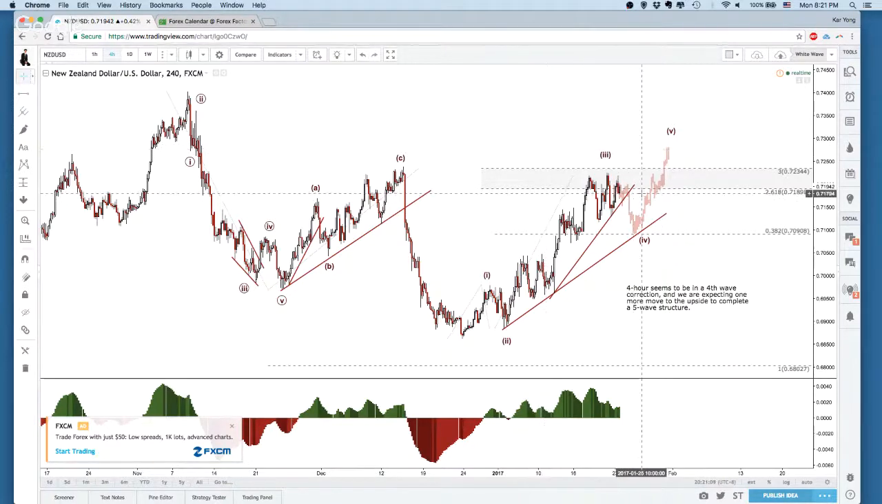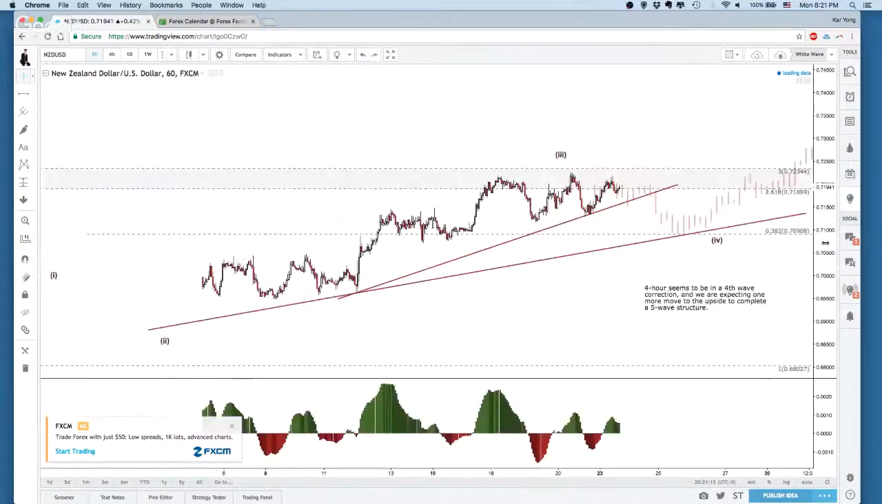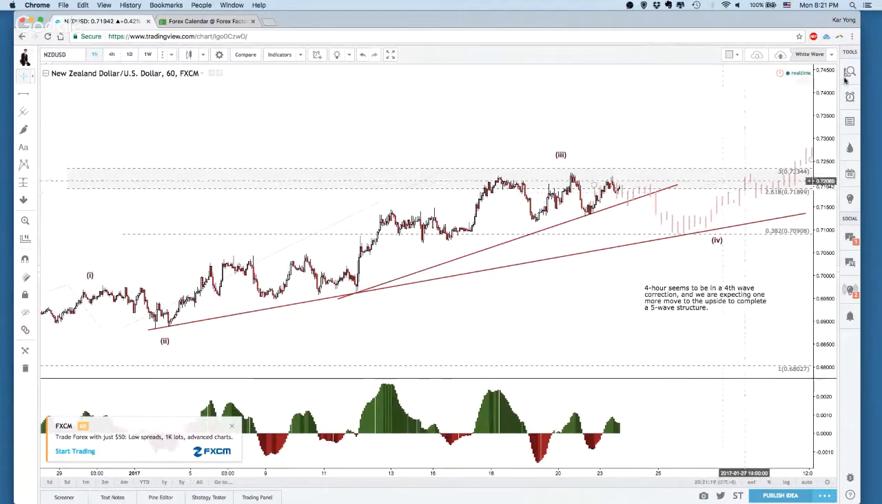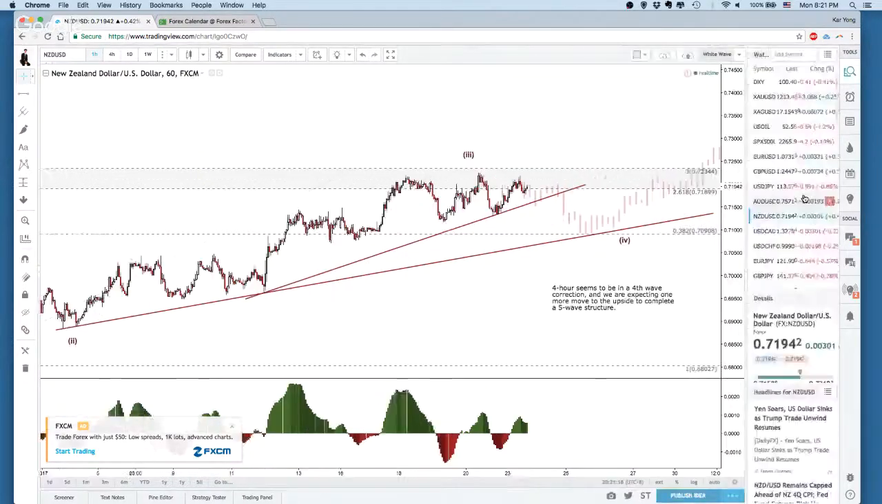So Kiwi for this week, nothing much. We are not monitoring it too closely, because we are just giving it some time to develop and show us more confirmation of where it wants to go.